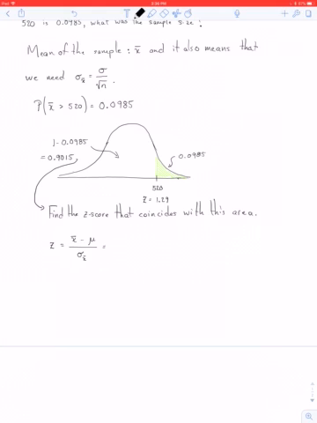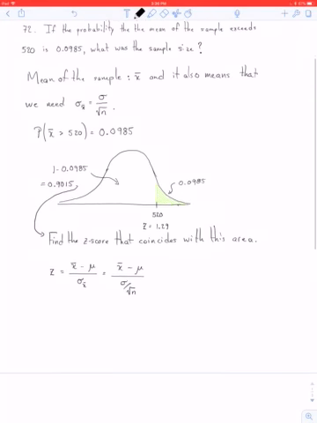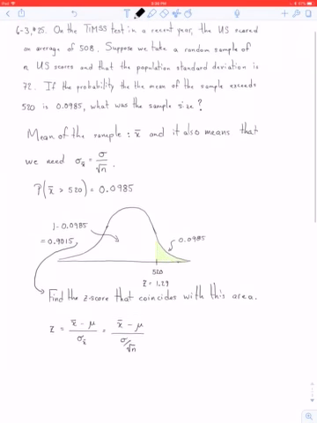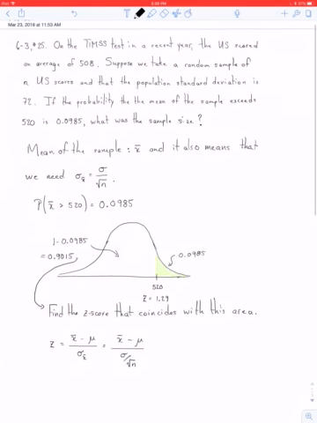So this could also be written as x bar minus mu divided by sigma divided by the square root of n. Okay, now let's see what additional information we have. And that is this.